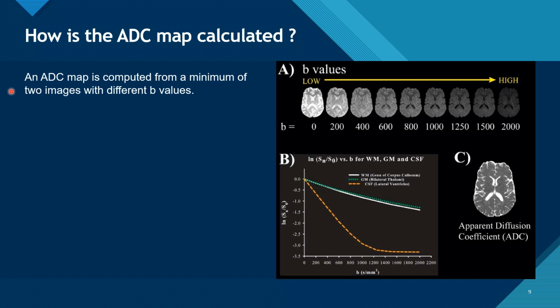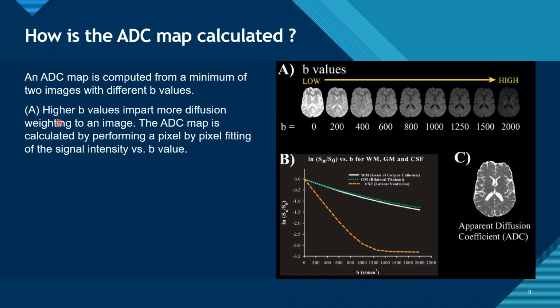The ADC map, as we have just said, is a computation from a minimum of two images with different B values. For example, a B0 and a B1000 image. Higher B values impart more diffusion weighting because the magnitude of diffusion weighting increases with increasing B value. The ADC map is calculated by performing a pixel by pixel fitting of this signal intensity with increasing B values.